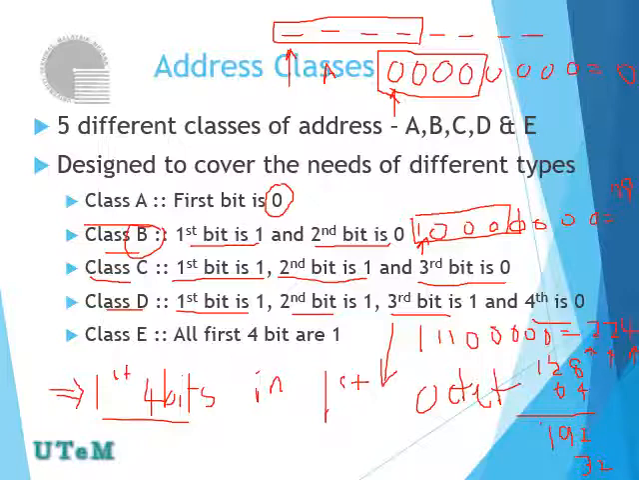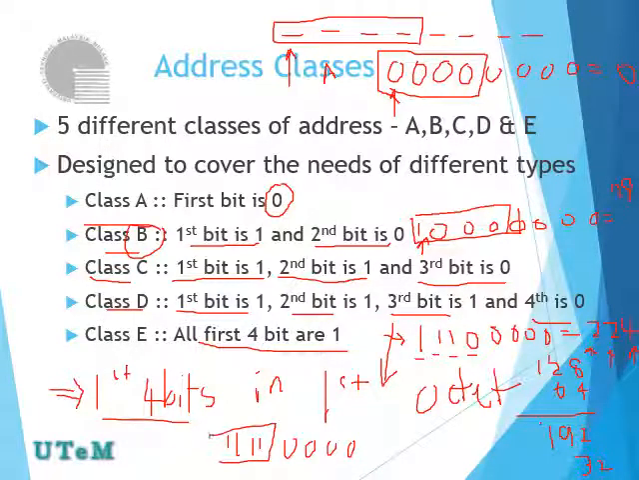So if the first bit is 1, the second bit is 1, the third bit is 1, the fourth bit is 0, it is class D. If all first 4 bits are 1, let's say 1, 1, 1, 1, 0, 0, 0, 0, then it is class E. That's the way we identify the class of the IP if it is given in binary notation.